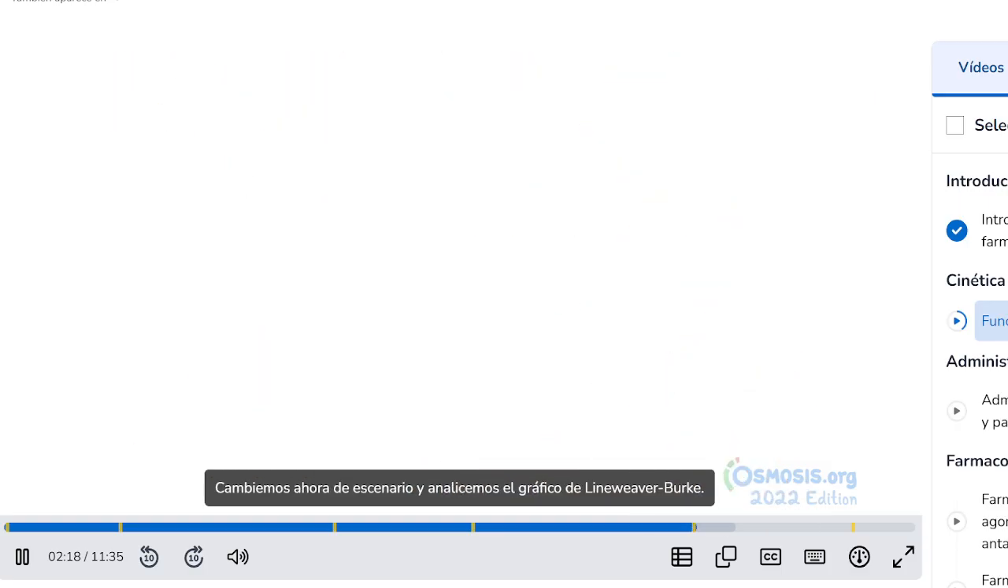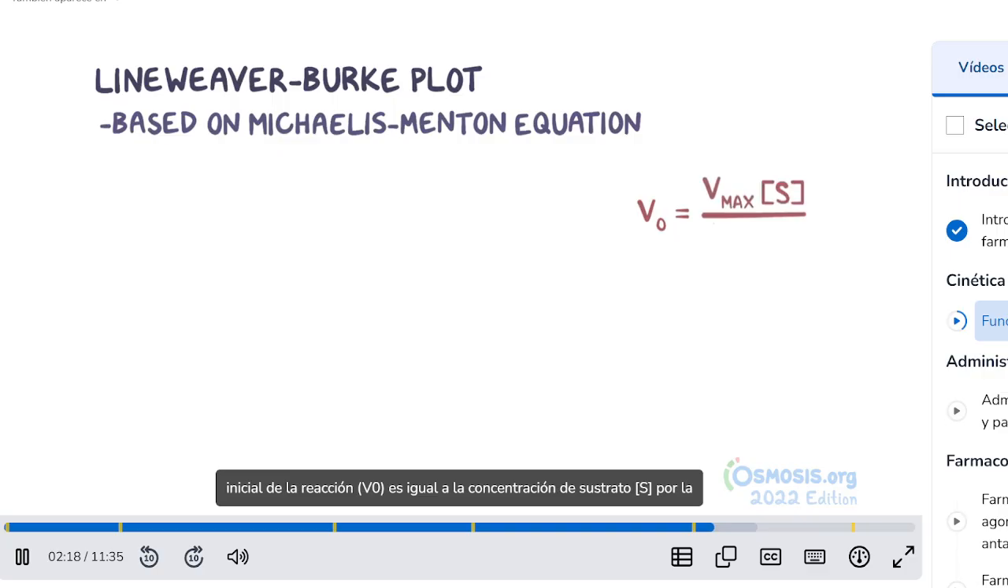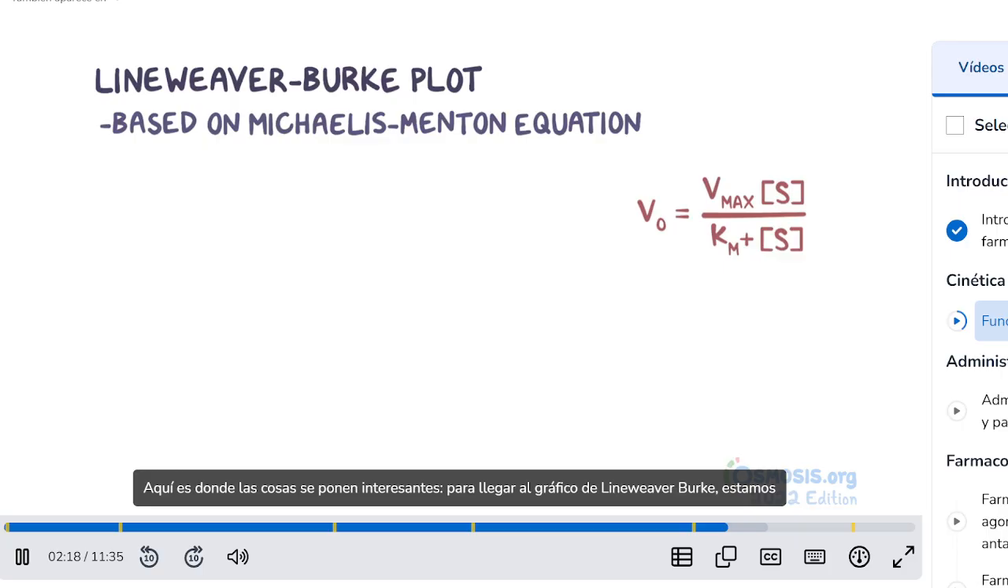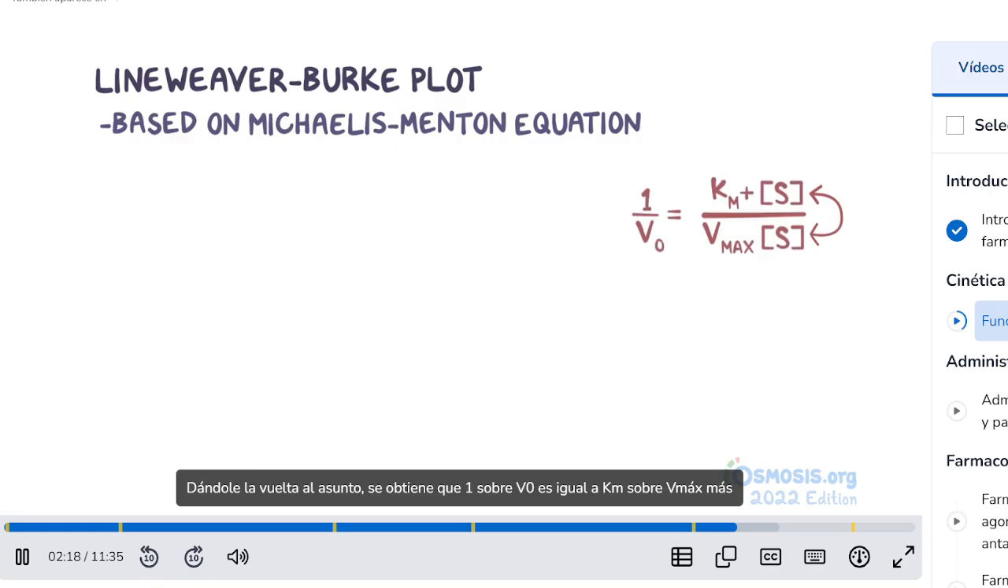Now, let's switch gears and look at the Lineweaver-Burk plot. This graph is based on the Michaelis-Menten equation, which states that the initial speed of the reaction, or V0, is equal to the concentration of substrate times the maximum velocity, or Vmax, over the concentration of substrate plus Km. So here's where things get interesting. To get to our Lineweaver-Burk plot, we're writing this equation down as a double reciprocal. So flipping the whole thing upside down, we get 1 over V0 is equal to Km over Vmax times 1 over the concentration of substrate, plus 1 over Vmax.